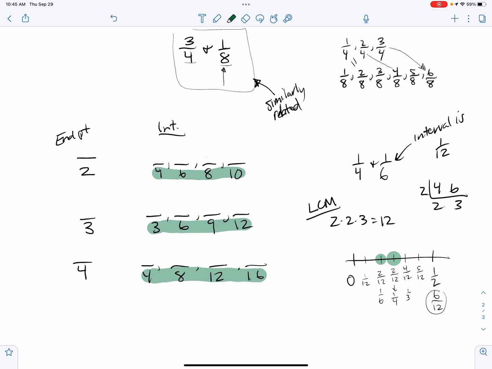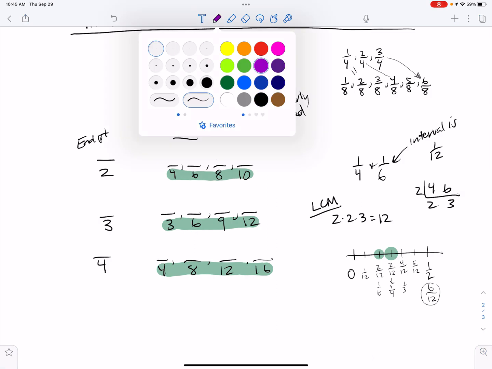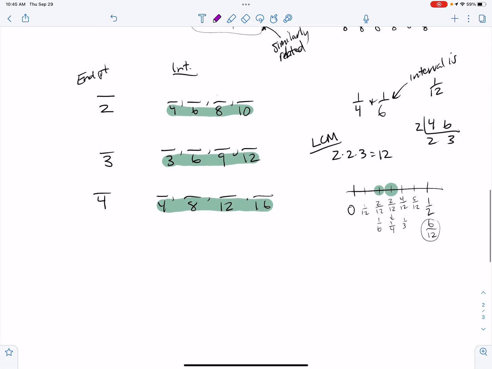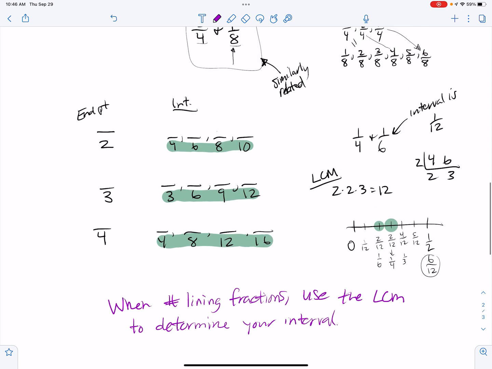Check it out. So if we're coming up with those rules, I'm going to write this in purple because this is key: when number lining fractions, use the LCM to determine your interval. And so here you can see how these ideas are quite connected.